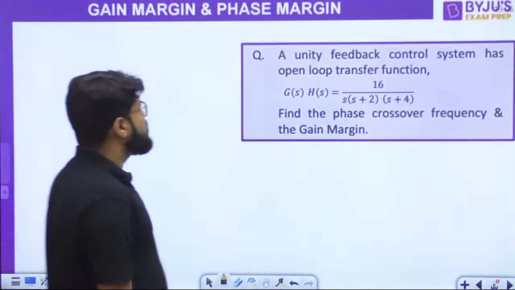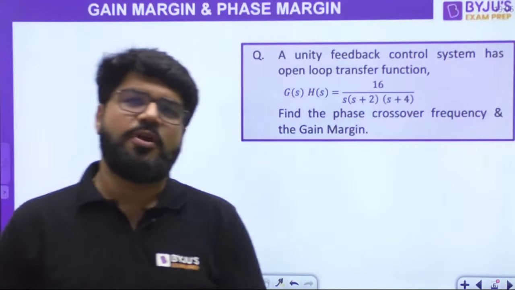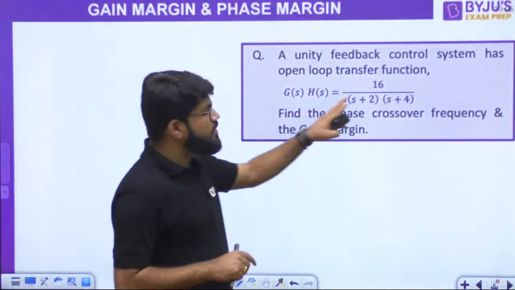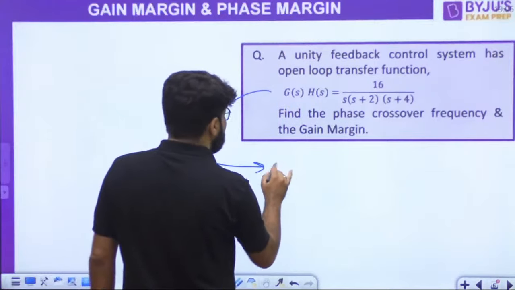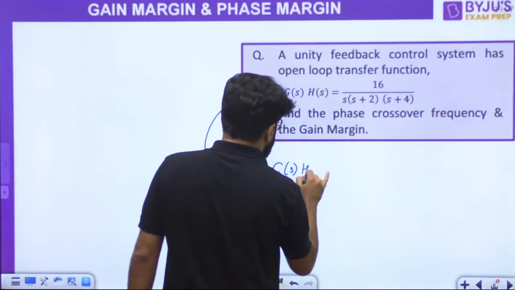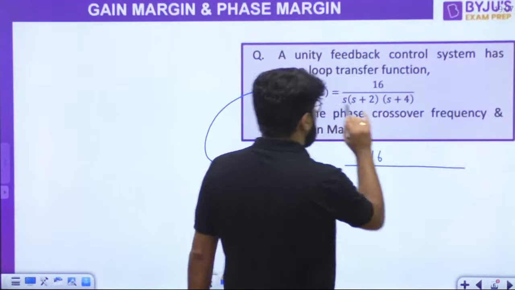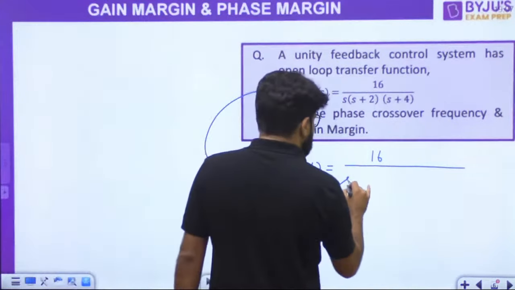Chalo guys, so that's the question on screen. A unity feedback control system has the open loop transfer function. I think by this time you might have solved the question also. So why am I starting with this question? Because this is once again a very expected case where G(s)H(s) has been given to you in the 1 upon s(1+sT1)(1+sT2) form. So let's use the results for that directly.